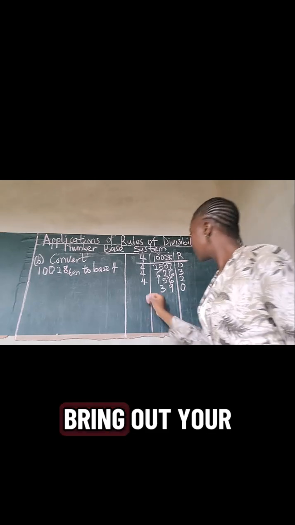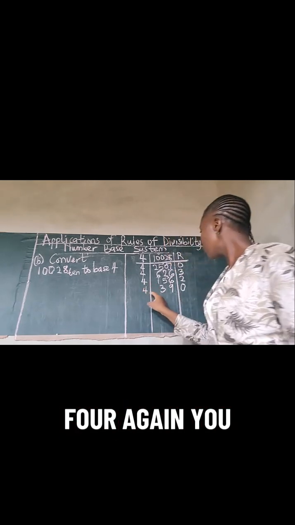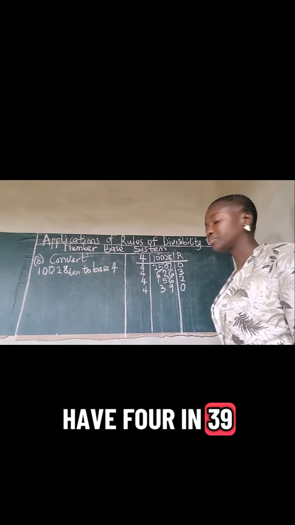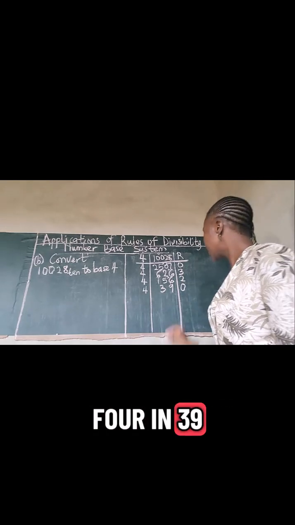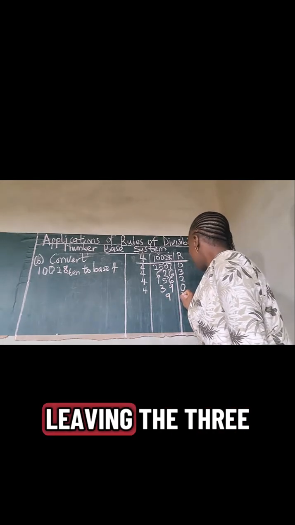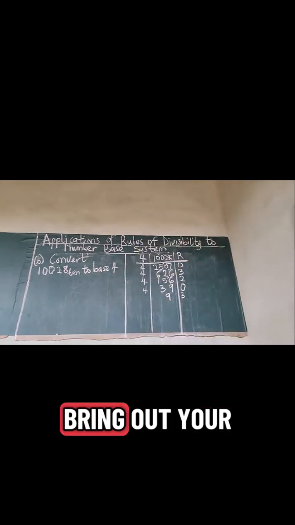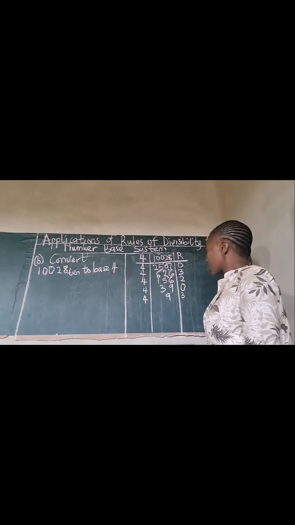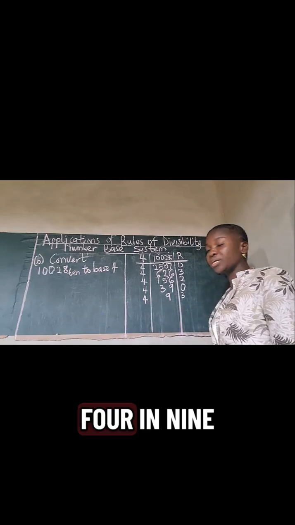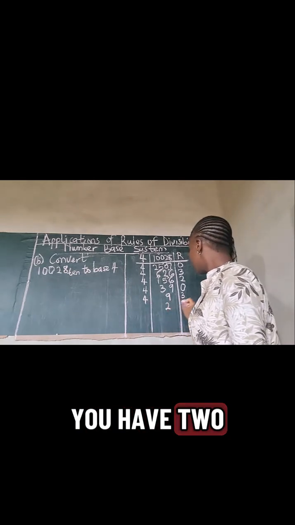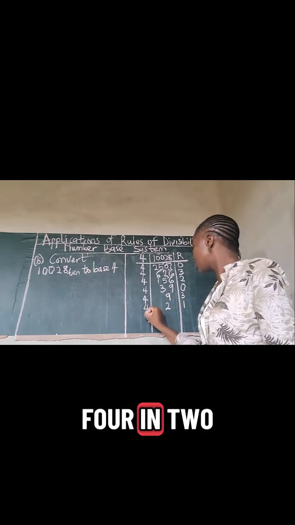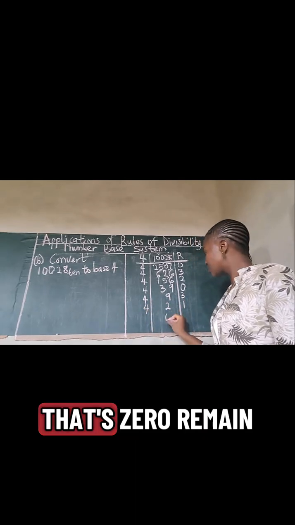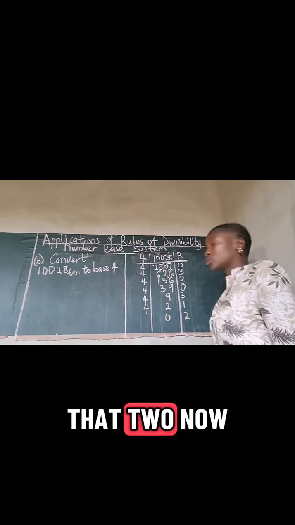Bring out your 4 again. You have 4 in 39. 4 in 39, you have 9, remainder 3. Bring out your 4. 4 in 9, you have 2, remainder 1. 4 in 2, that's 0, remainder 2.